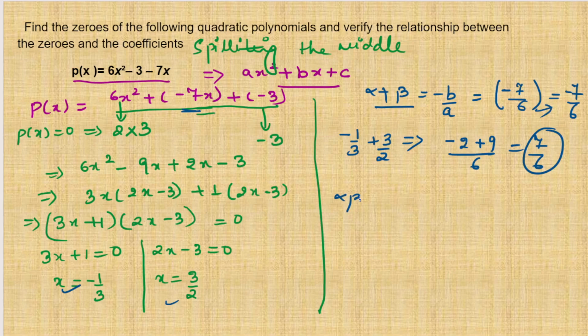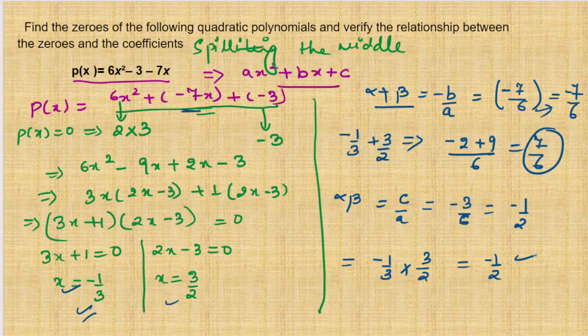Now you will find alpha beta. It equals c by a, which is minus 3 by 6, which is minus 1 by 2. Okay. Now from our zeros, minus 1 by 3 into 3 by 2 equals minus 1 by 2. So both relationships, alpha plus beta and alpha beta, that is the sum of the zeros and the product of the zeros, are verified. In this way, if a polynomial is given to you, we can find the zeros of that polynomial and verify the relationship between the zeros and the coefficients of your given polynomial.